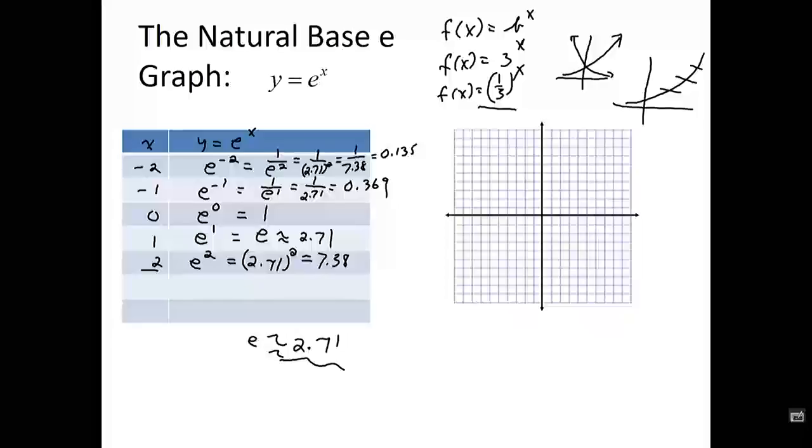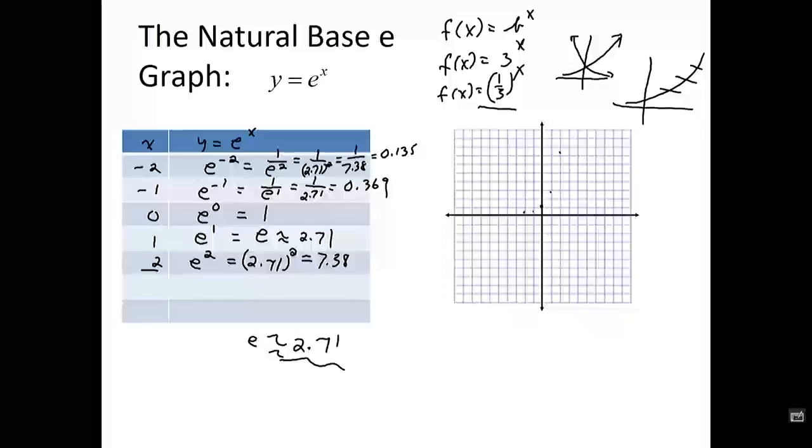So now that we have x and y coordinates, we can obtain the graph of e to the x by just plotting the points in the rectangular coordinate system. So for -2, I have 0.135. For -1, 0.369. When x is 0, we get 1. When x is 1, we get 2.71, about here. And when x is 2, we get 7.38. 1, 2, 3, 4, 5, 6, 7, about here.